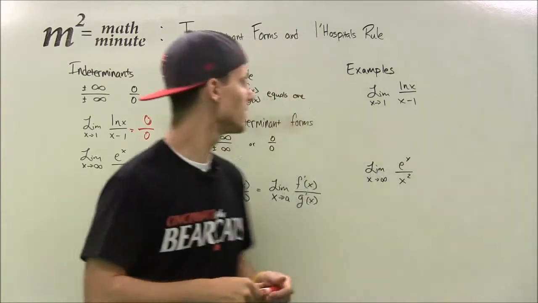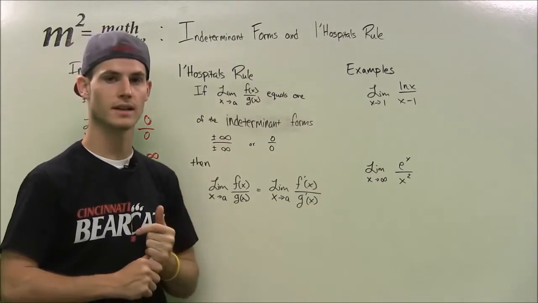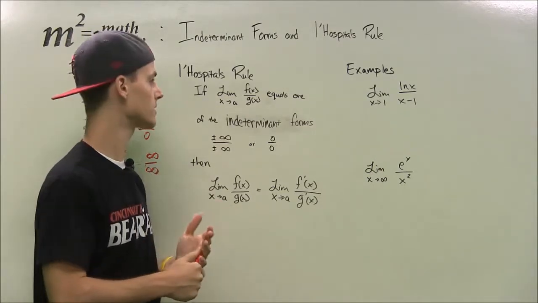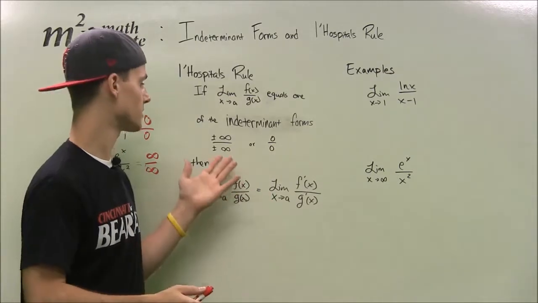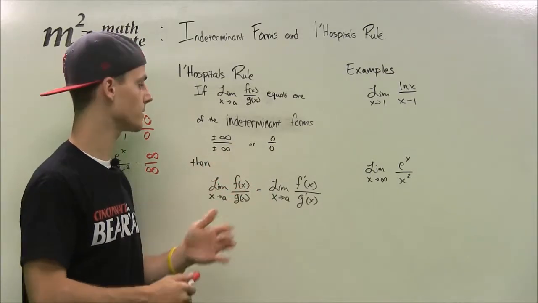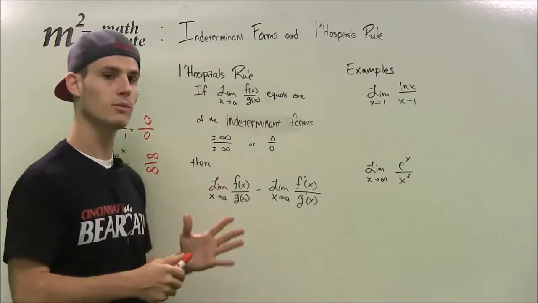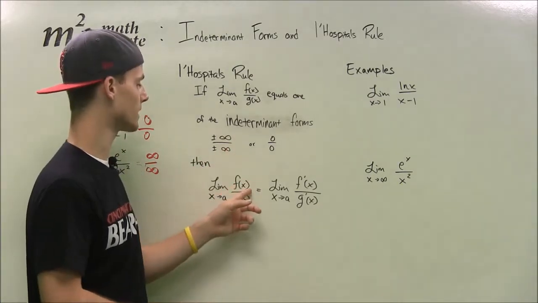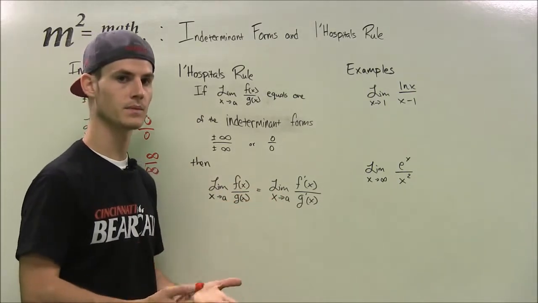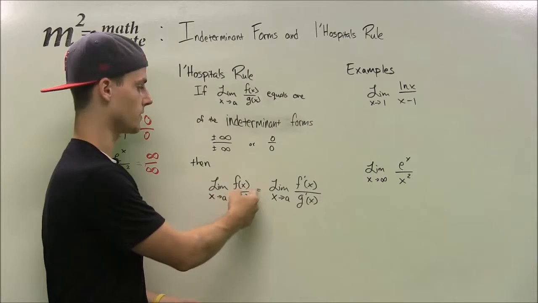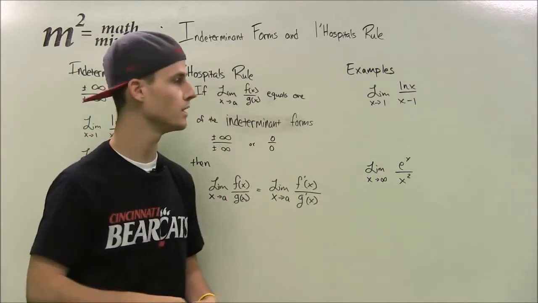What that says is, if the limit as x approaches a of f of x over g of x, or a fraction, equals one of the indeterminate forms that I just discussed, plus or minus infinity over plus or minus infinity, or 0 over 0, then we can take the derivative of the top and the derivative of the bottom, and it will equal the same limit. So if you see that, we just differentiate the top part and differentiate the bottom part and carry on as normal.